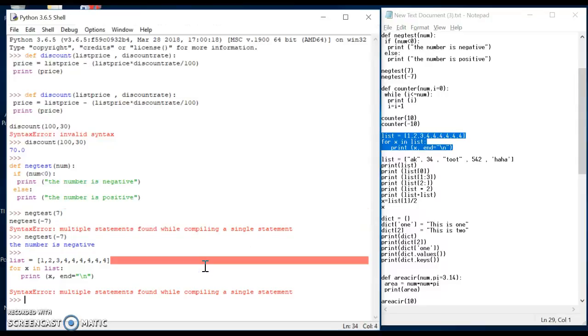Okay, I think this should be. I don't know why this is not working. Oh, it's list by itself.